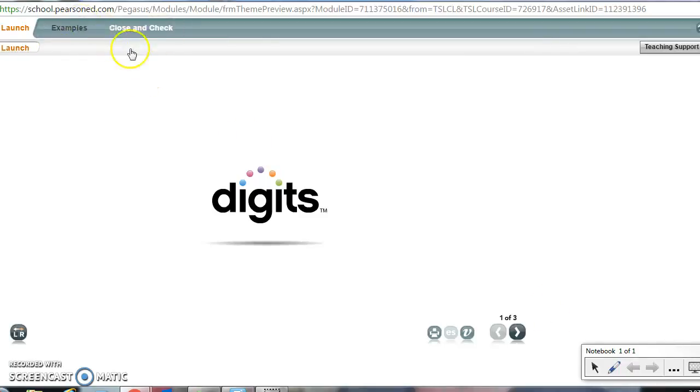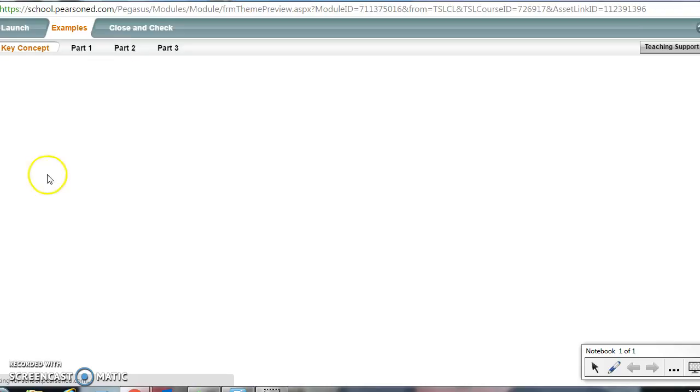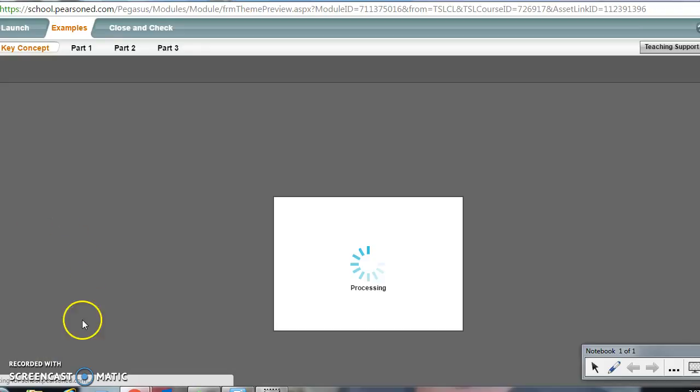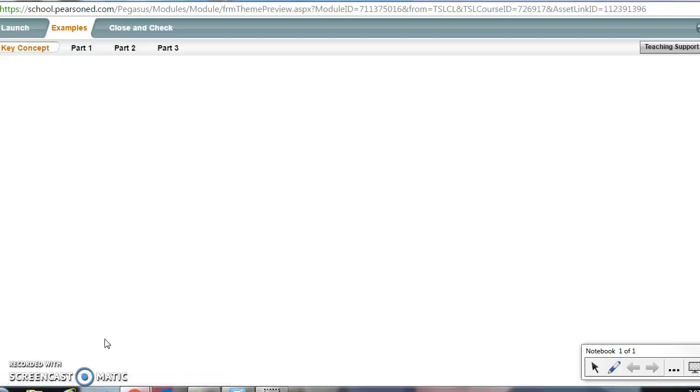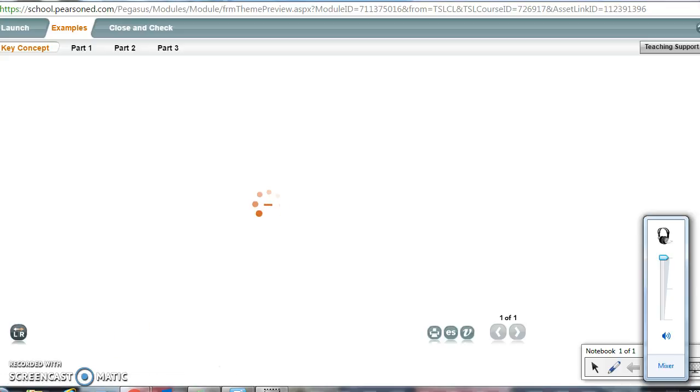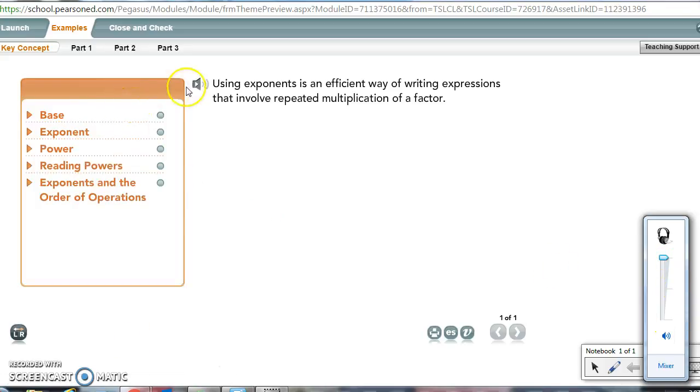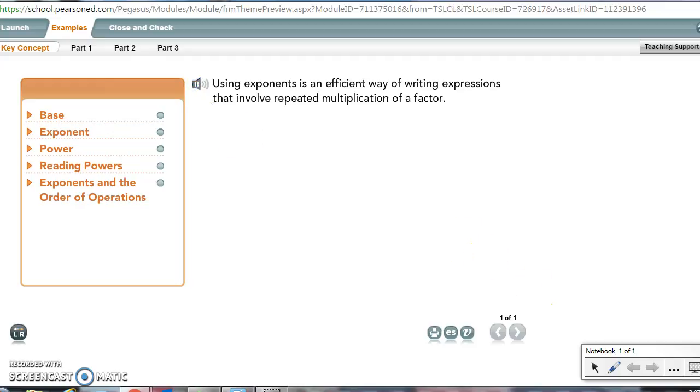So today we're going to be focusing on 1.5, which is expressions and exponents. A few things that you need to know about key concepts. Number one. Using exponents is an efficient way of writing expressions that involve repeated multiplication of a factor.